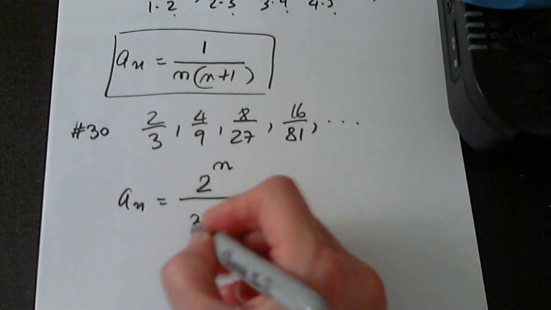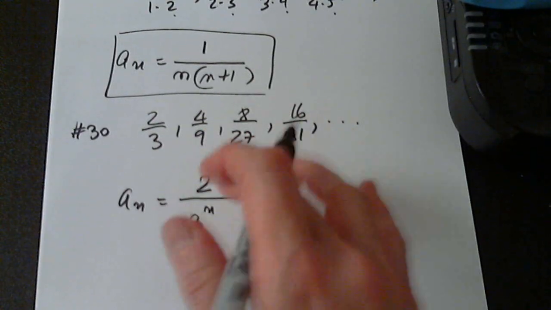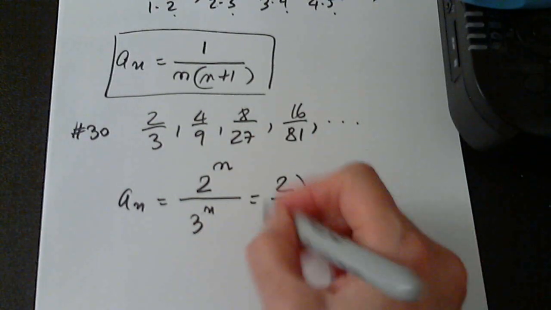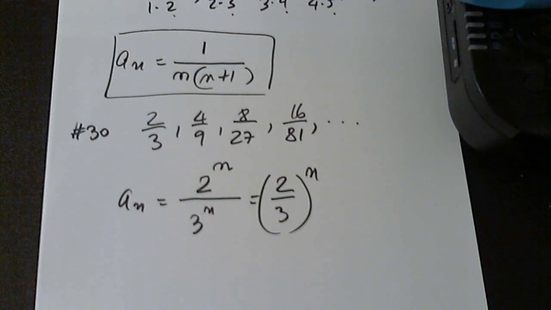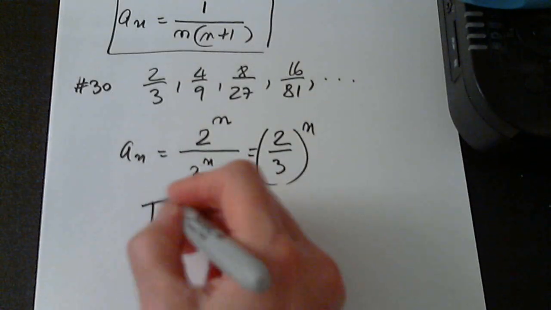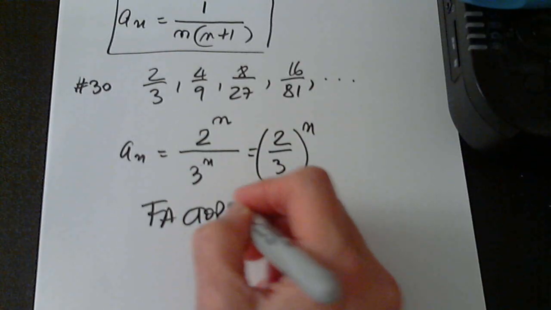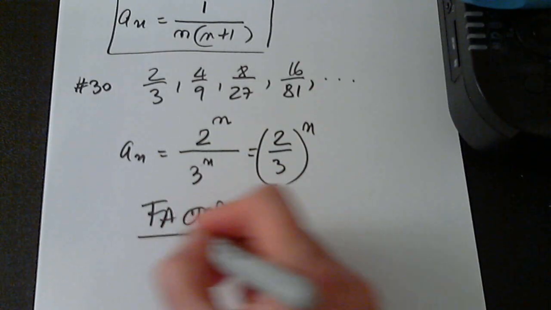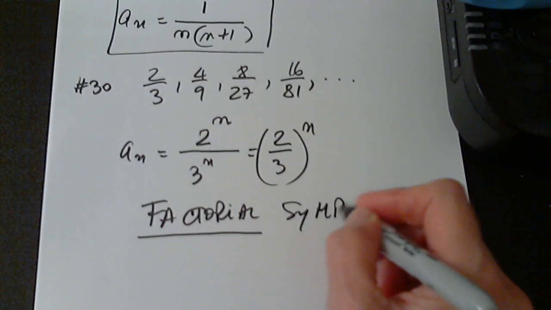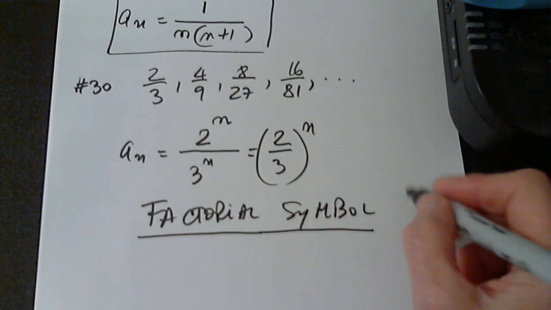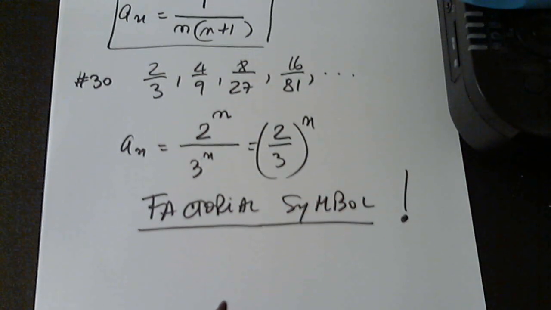Three to the nth power. Very good. In general, we prefer to write it like this, but it doesn't matter, both are acceptable. Perfect. Let's talk about the factorial. The factorial symbol. It's this, the exclamation mark.